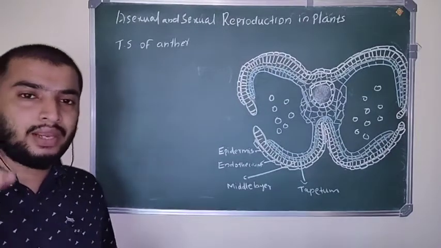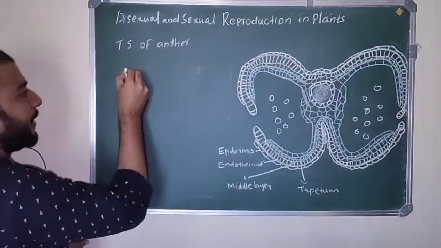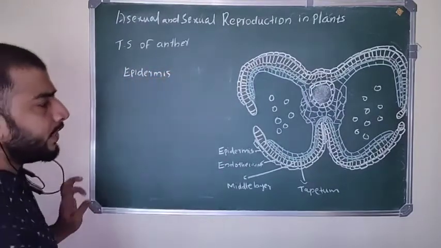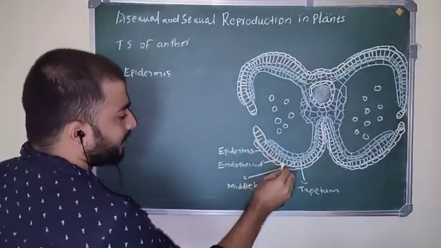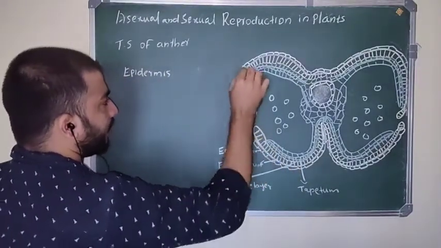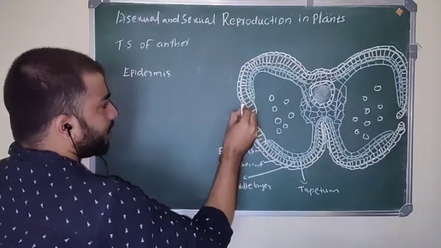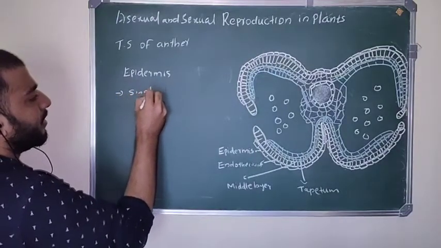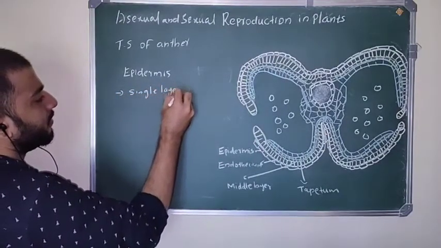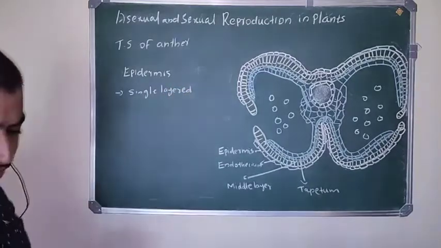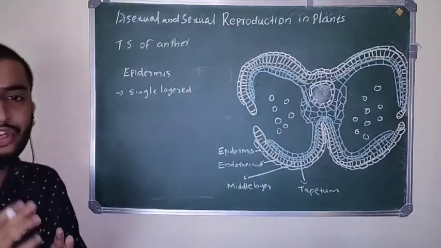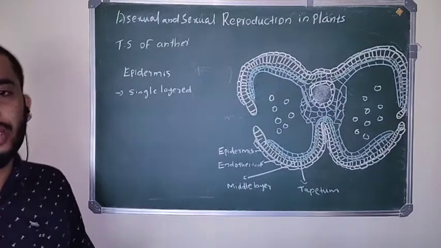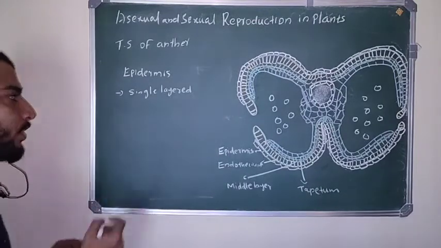So the first layer of the anther wall, what is that? That is the epidermis. Can you see here? This layer of cells forms the epidermis. These white colored cells form the epidermis. It is single layered. And what is the function of the epidermis? We already said, protection. Epidermis, endothelium, and middle layer protect the inner tissues. So the function of the epidermis is protection.